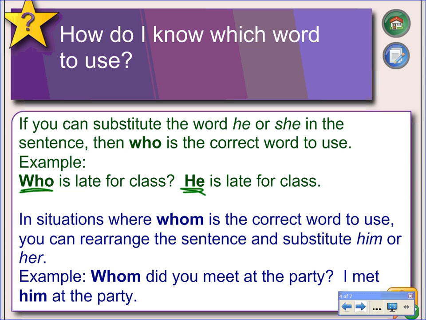In the other situation, if whom is the correct word to use, you usually have to rearrange the sentence a little bit, but the word him or her would fit in. So in this sentence, whom did you meet at the party? If you just put in he and you just said he did you meet at the party, it doesn't make any sense. But to rearrange it and put in him, I would say I met him at the party.